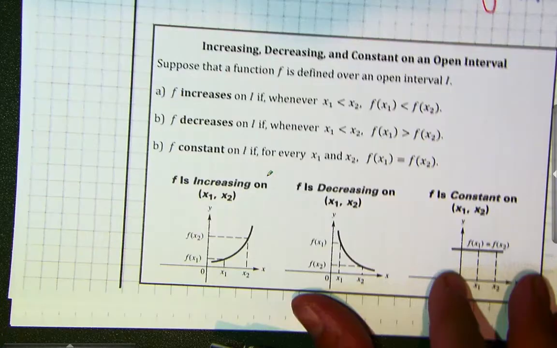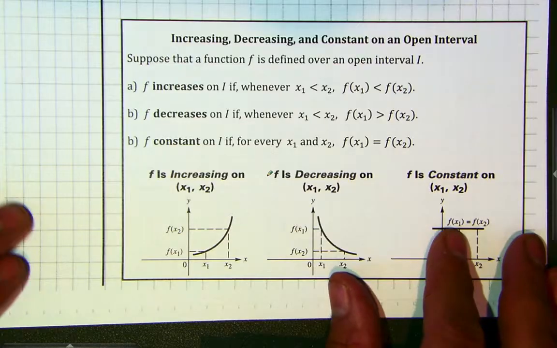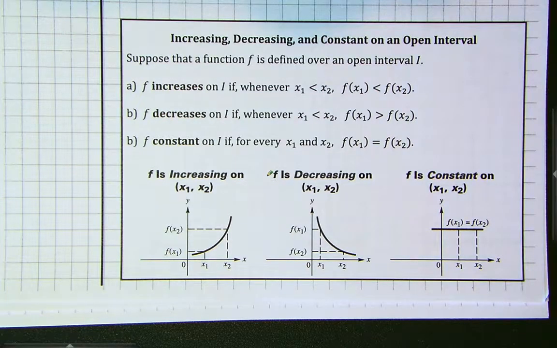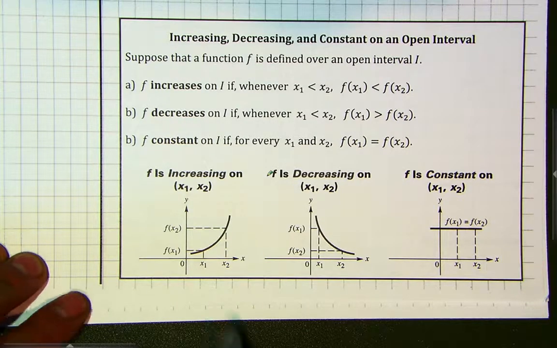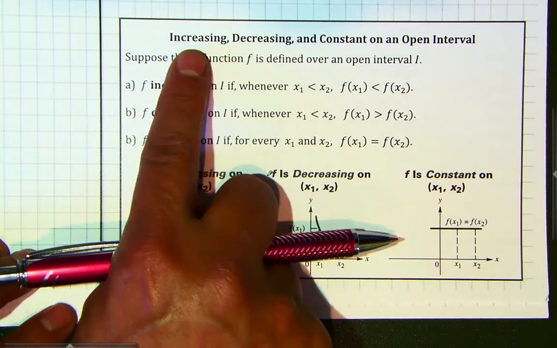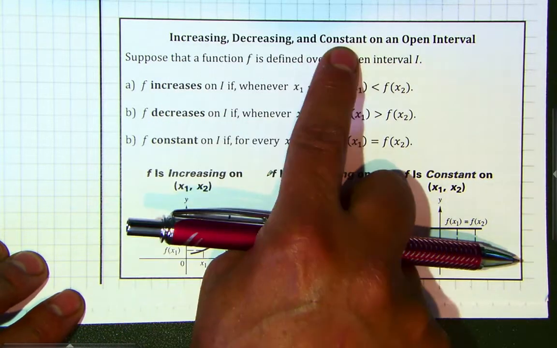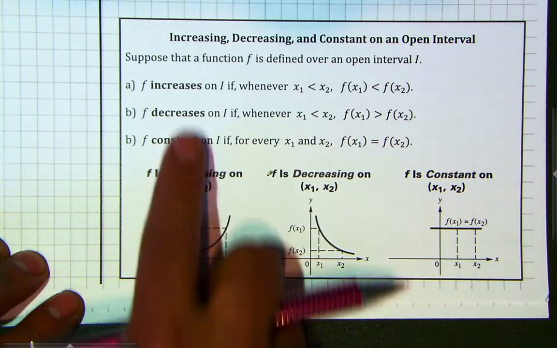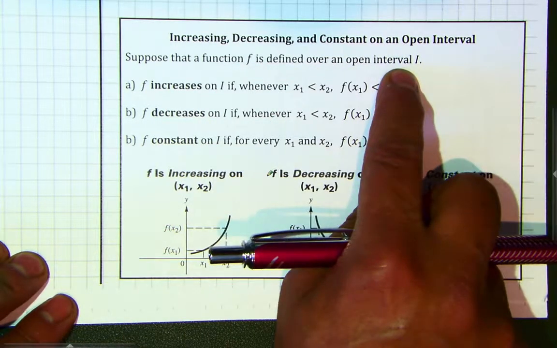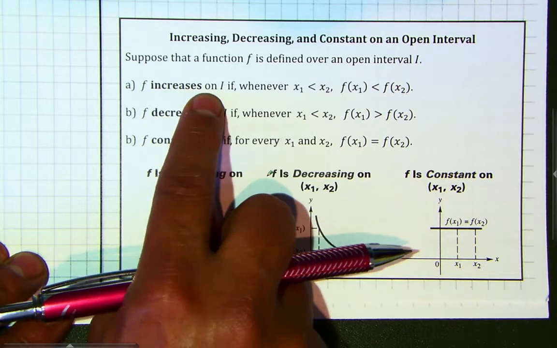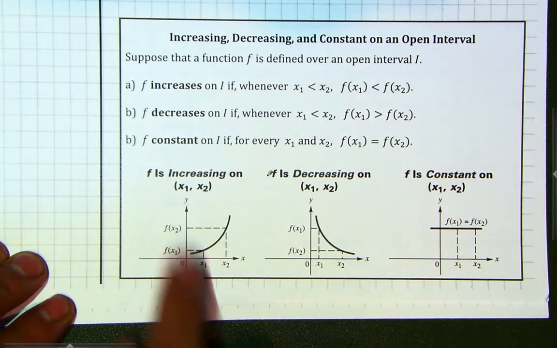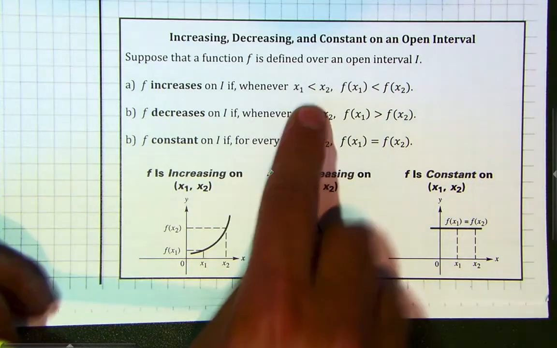Take the time to copy down or paste the cutout and pause it, and we'll start once you're ready. On a function, we are going to have intervals where a function is increasing, decreasing, or constant. Suppose that a function f is defined over an open interval I. Let's go through this definition of when f increases on the interval I.